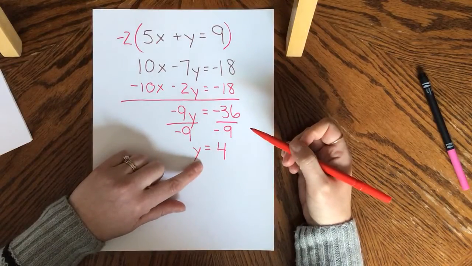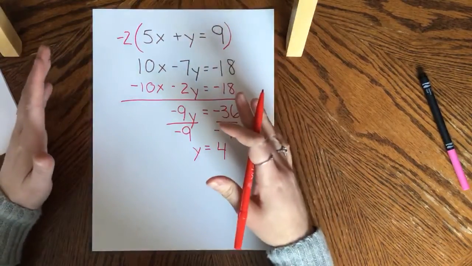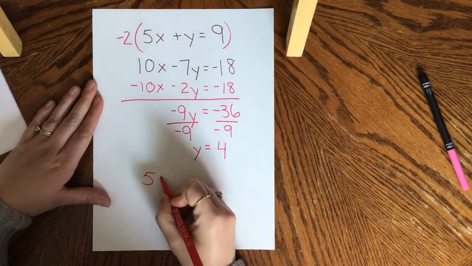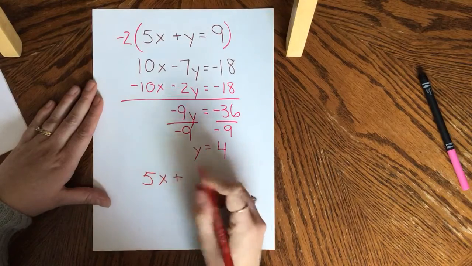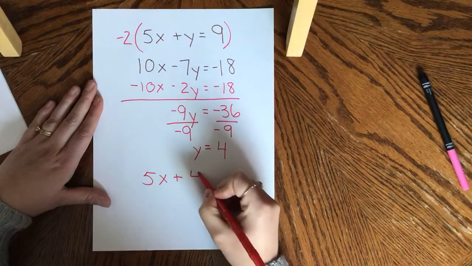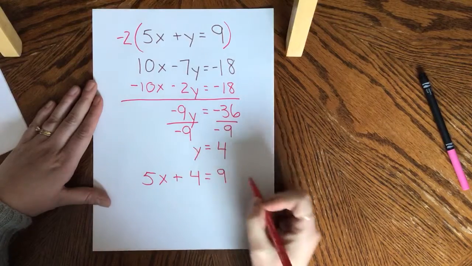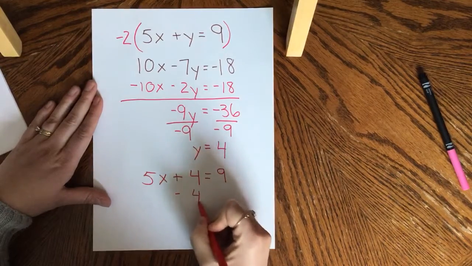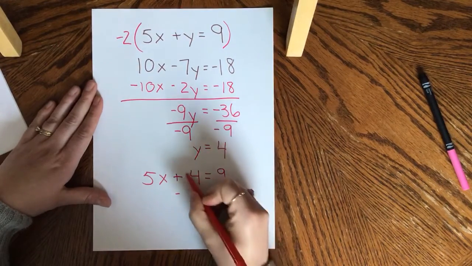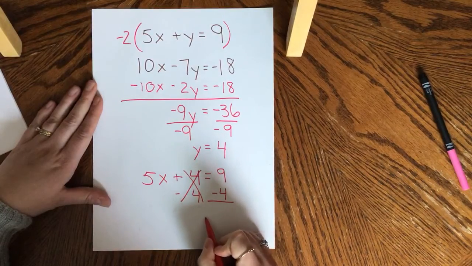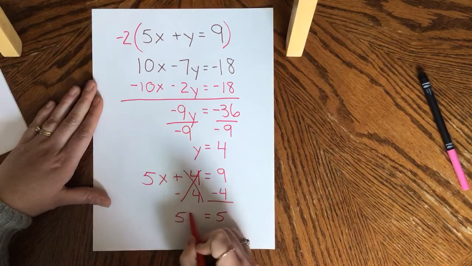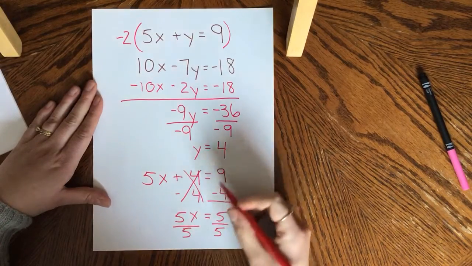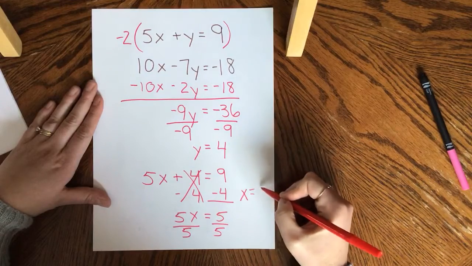So now I have my y. Then I can come back up to either one of my equations. I'm going to take this one here because it's an easier equation to work with. I have 5x plus, plugging in my y, 4 equals 9. Now from this equation I can solve to figure out x. I'm going to subtract 4 from both sides, so I get 5 on this side and 5x on this side. If I divide both sides by 5, I get x equals 1.